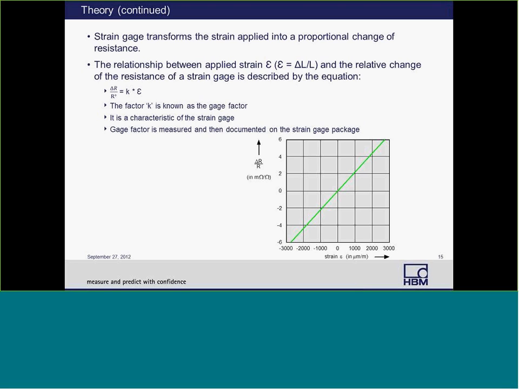This gauge factor is measured by the manufacturer, documented, and placed on the strain gauge package. Typically, you'll see a value of around 2 or 2.02. Every package that you get from HBM or other manufacturers will have a gauge factor included on the sensor.